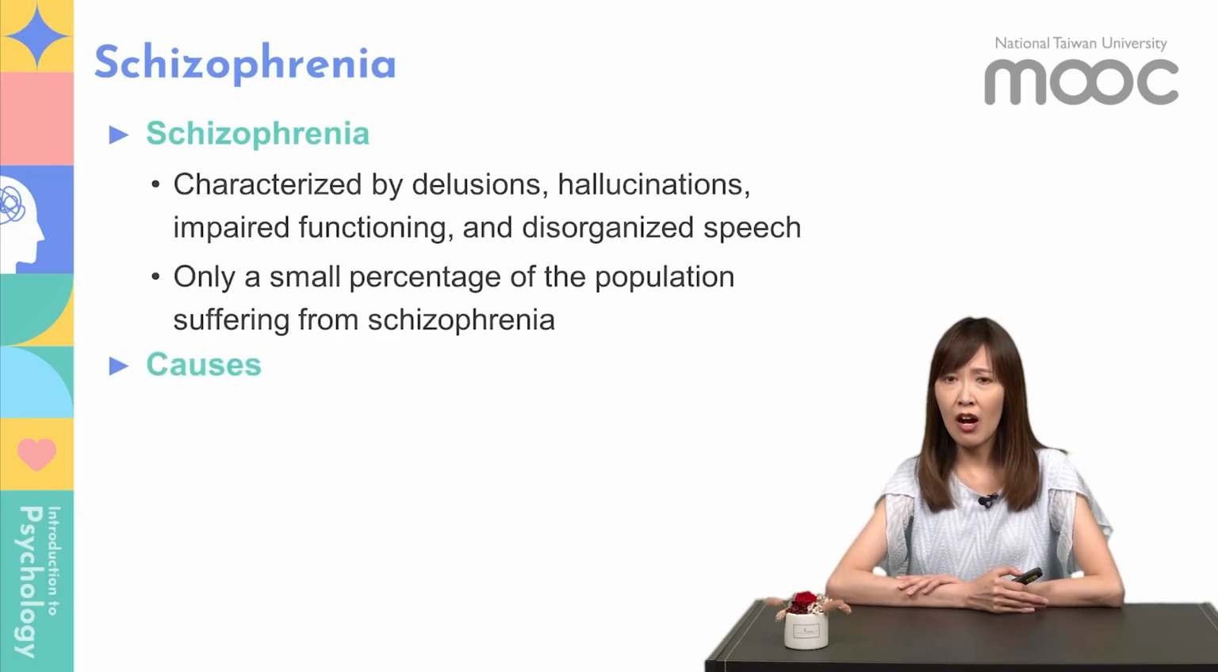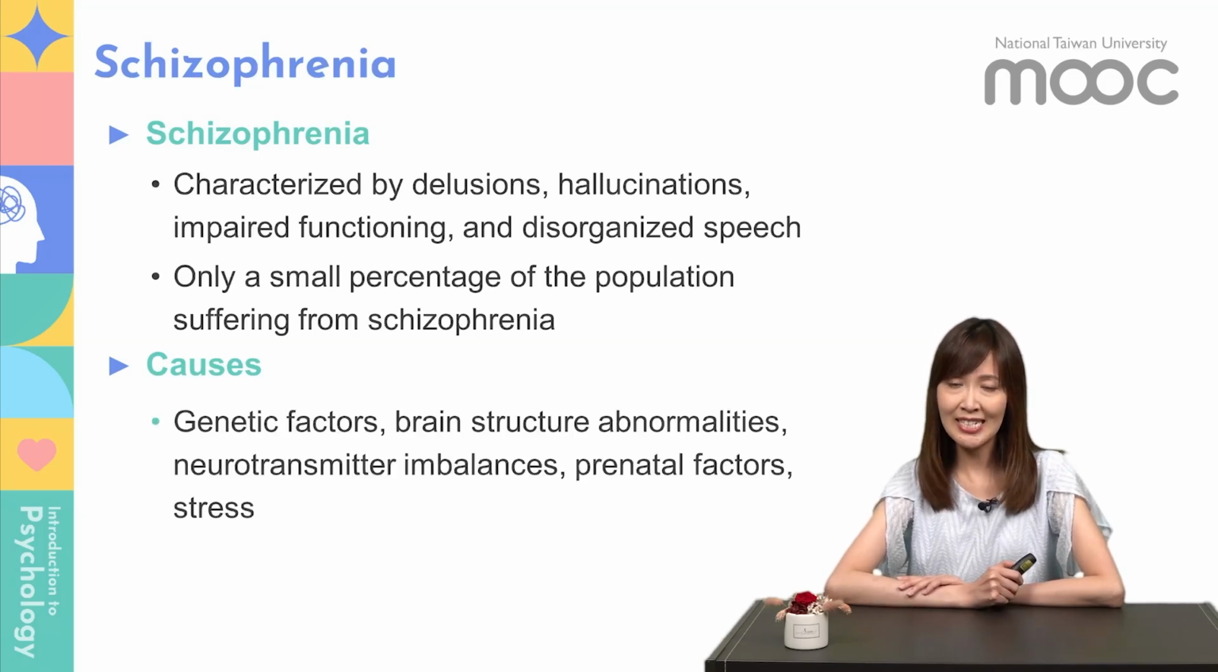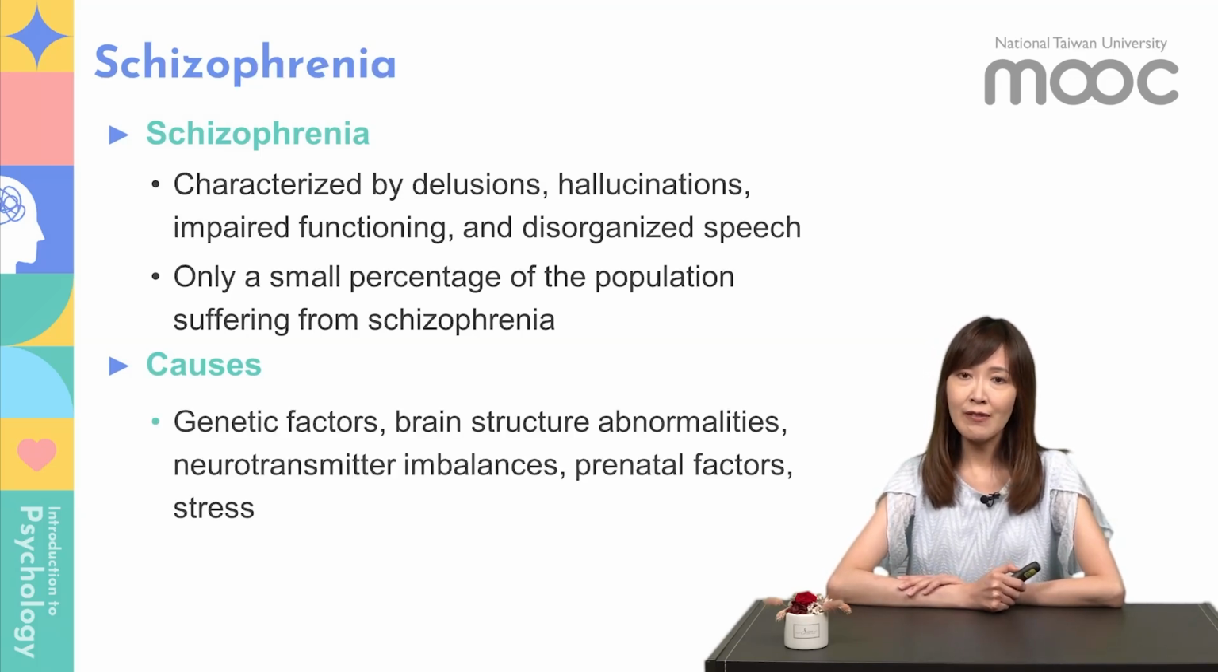And then what are the causes for schizophrenia? Well, first, genetics. If you have some close relatives having schizophrenia, then you are at a higher risk of having this disorder. In addition, brain structure abnormalities. Research found that people with schizophrenia show some differences in their brain structures. And the imbalances of neurotransmitters might also play a role.